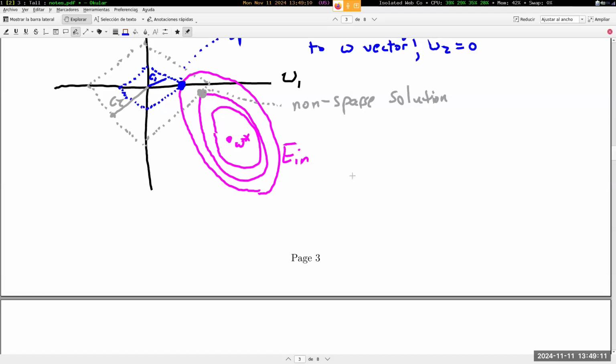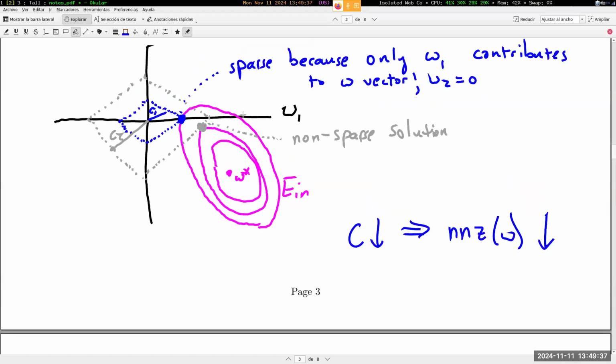One summarization sentence down here is that C going down implies the number of non-zeros of w going down. Sorry, I wrote that backwards. The number of zeros goes up, the number of non-zeros goes down. We started off with 2 non-zeros when C was large, and when we made C smaller, we went down to 1 non-zero value.